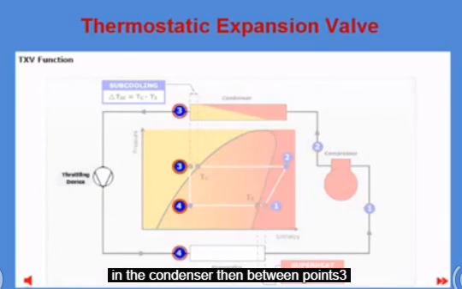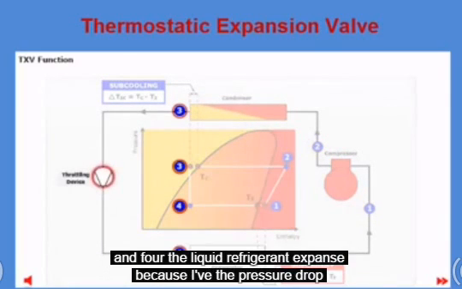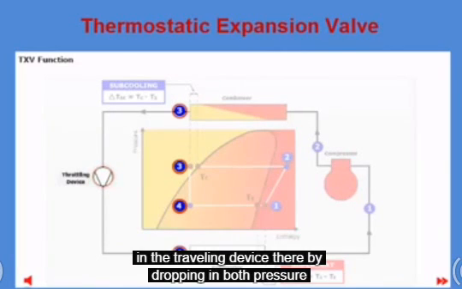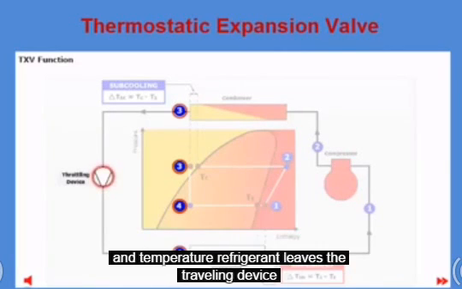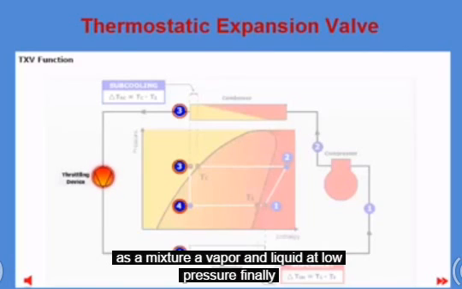Then, between points 3 and 4, the liquid refrigerant expands because of the pressure drop in the throttling device, thereby dropping in both pressure and temperature. Refrigerant leaves the throttling device as a mixture of vapor and liquid at low pressure.